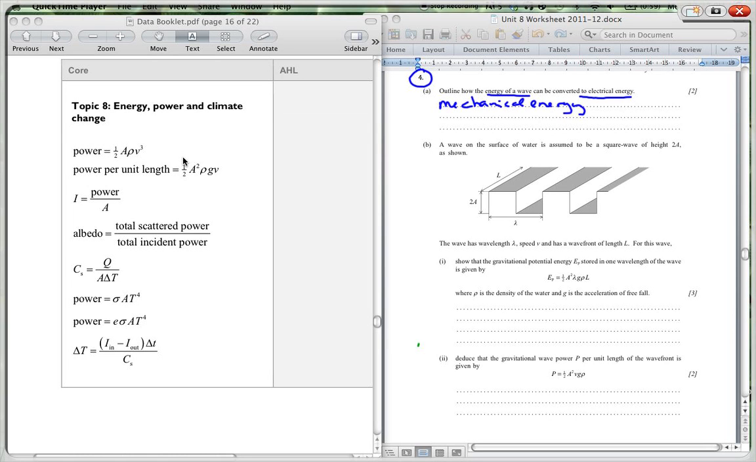And basically what happens with mechanical energy is that you cause some sort of oscillation. So you cause something to move to and fro, maybe an air column to move to and fro, that will turn some sort of dynamo. So that it will turn a dynamo, that's an electric generator, into electrical energy.